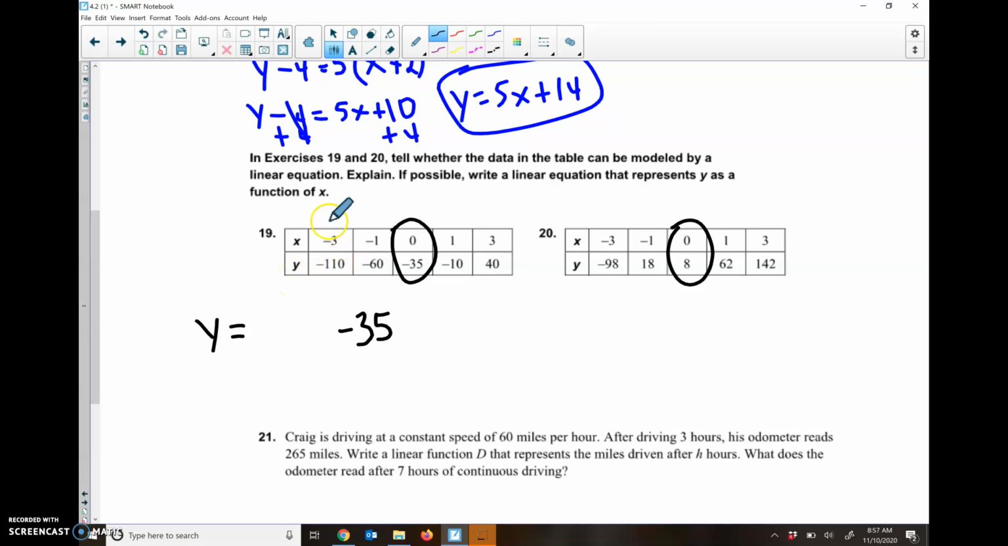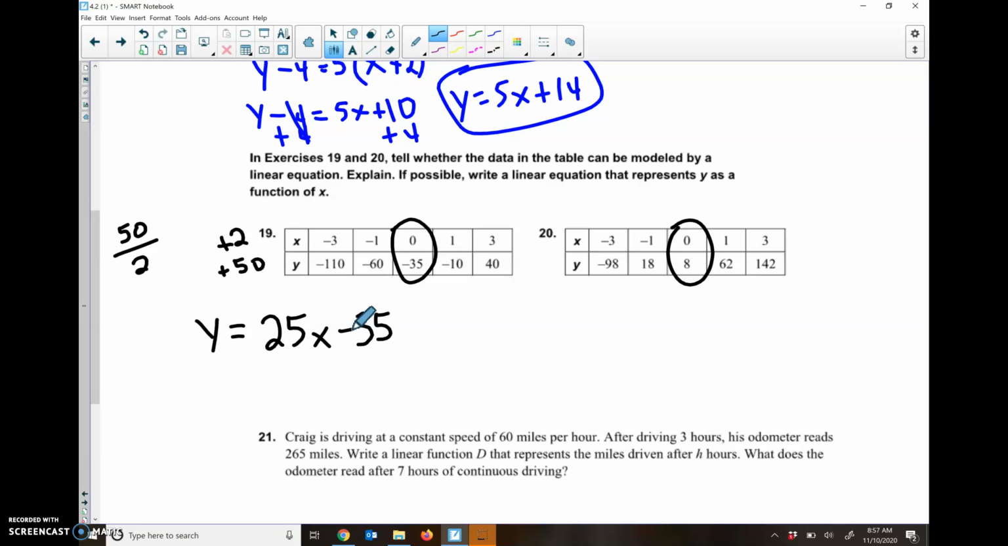And if I see here, my x's are going up by 2, and my y's are going up by 50. So if I subtract my y's, I'm going to get 50. If I subtract my x's, I'm going to get 2. 50 over 2 is the same as 25. So my slope is 25.